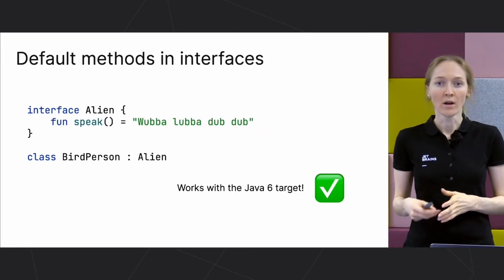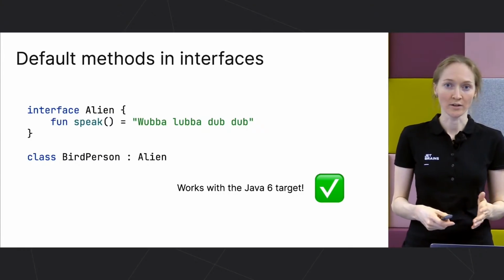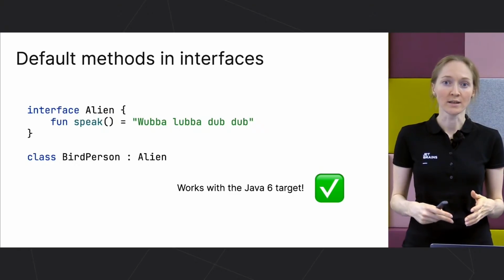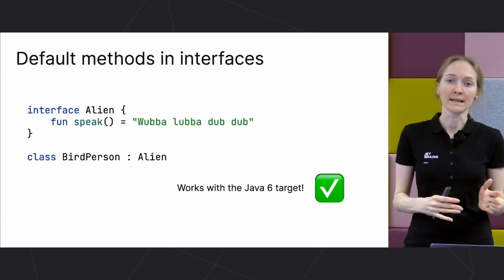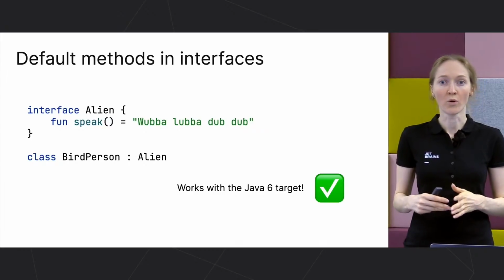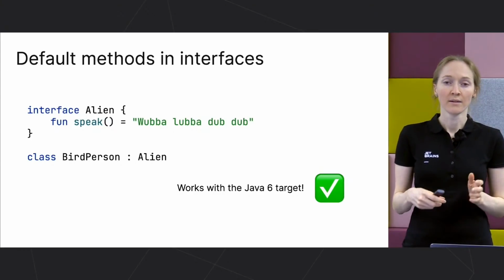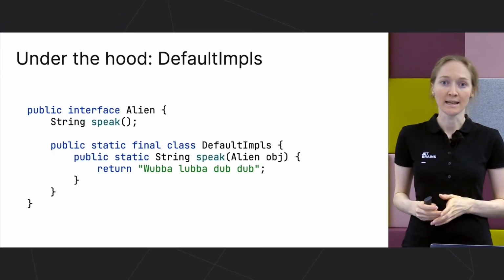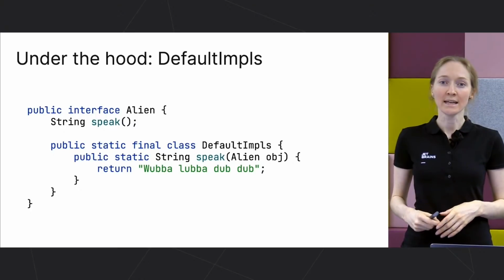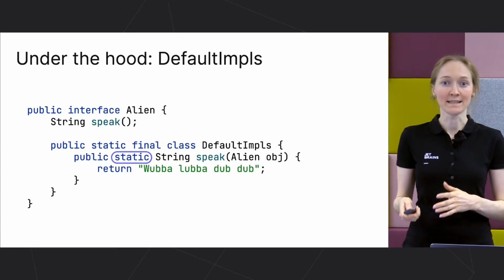But as you know, only starting from the Java 8 target, methods with implementations in interfaces are supported in the JVM bytecode. Kotlin has a special trick to make it work for older Java targets. It generates an additional static class inside this interface that contains the implementation as a static method.